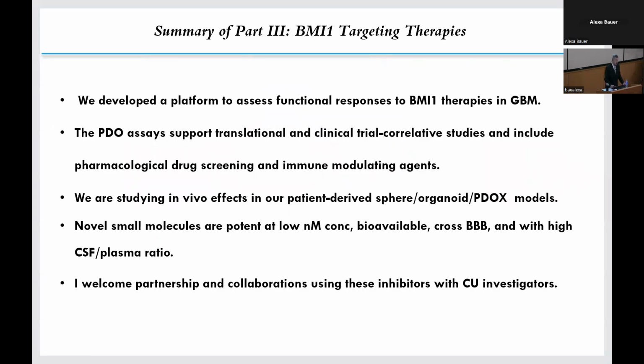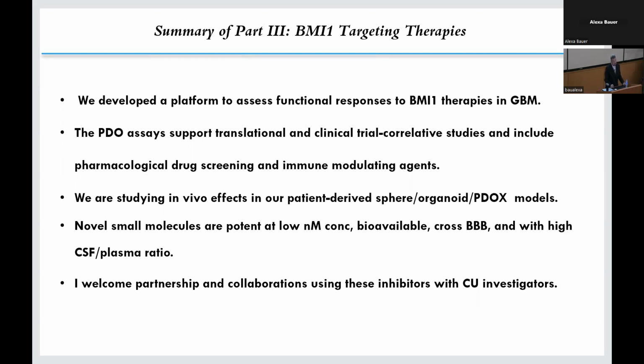In summary, we developed a platform to assess functional responses to BMI1 therapy in GBM. These PDO assays support the translation and the clinical trial correlative studies, and also include pharmacological screening and could be developed for testing immune modulating agents. We're studying the effects in vivo. These small molecules work at a low nanomolar concentration. They cross the blood-brain barrier. They have a high CSF plasma ratio. These are all features required for moving any therapies to the clinic in the brain tumor field.